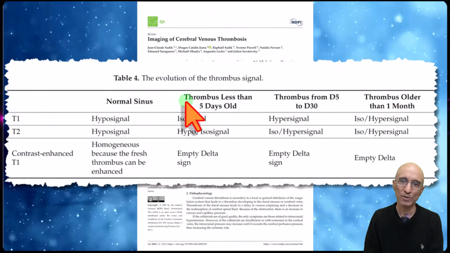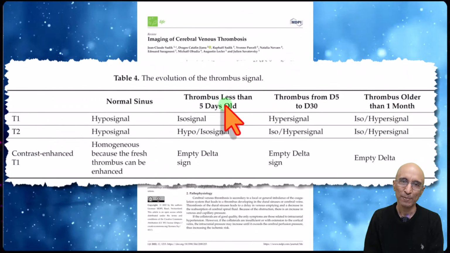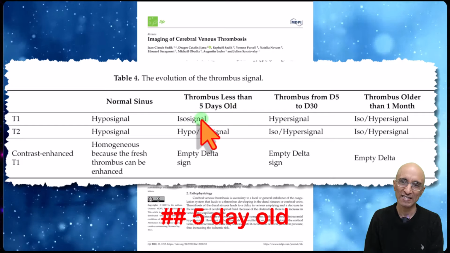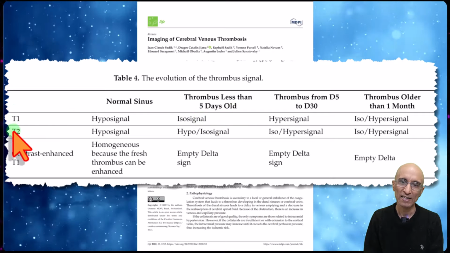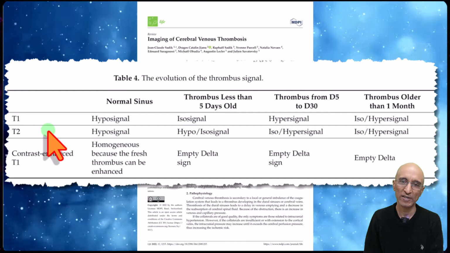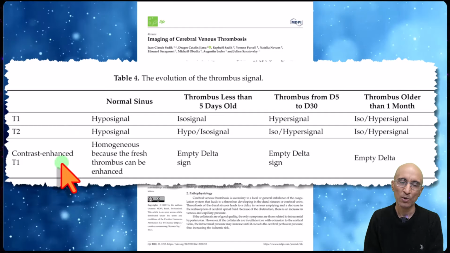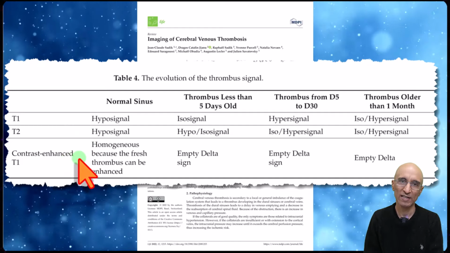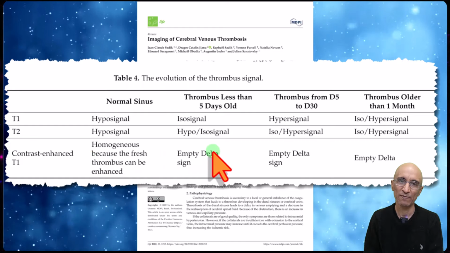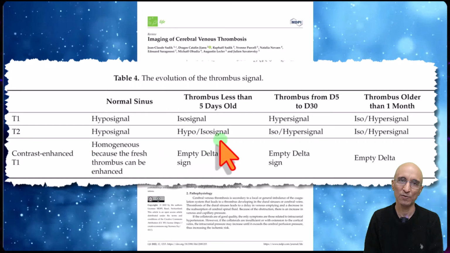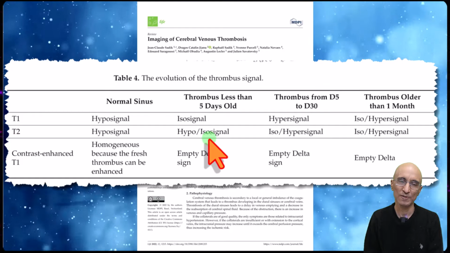It is important to recognize that hyperacute thrombus, which is less than 5 days old, may be occult on T1 weighted and T2 weighted imaging, which is why it is important to pursue contrast enhanced MR venogram whenever there is high clinical suspicion for cerebral venous thrombosis.